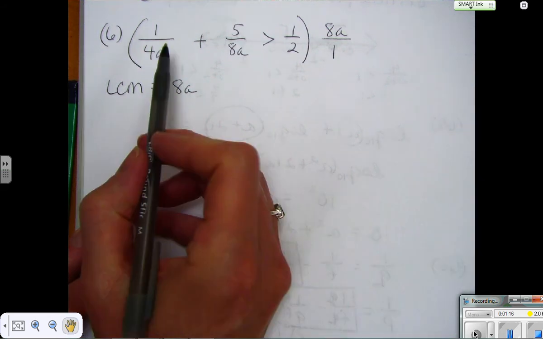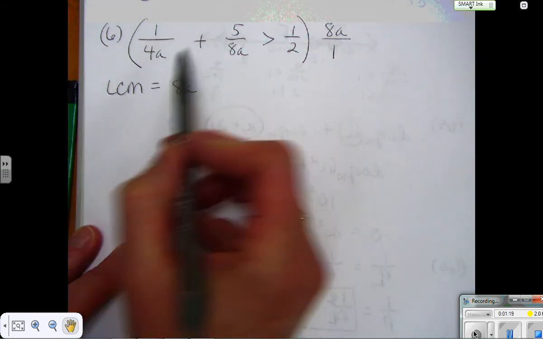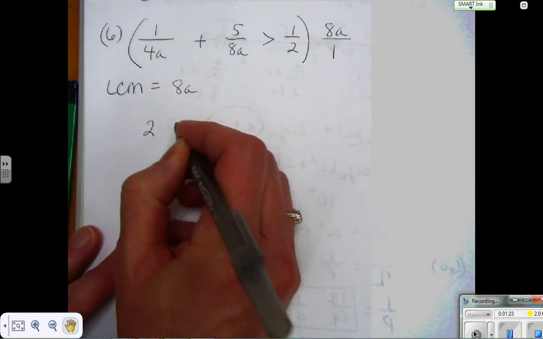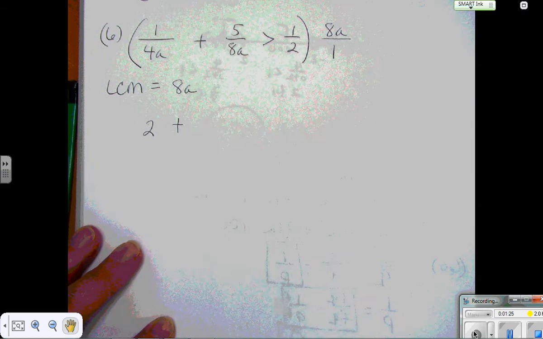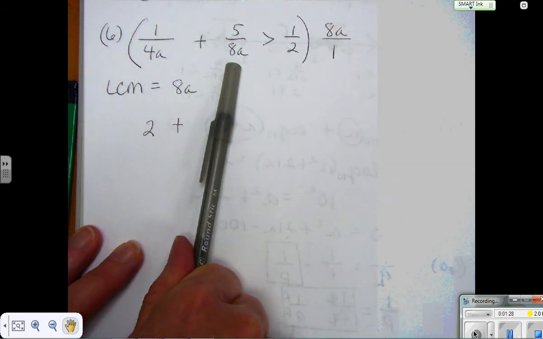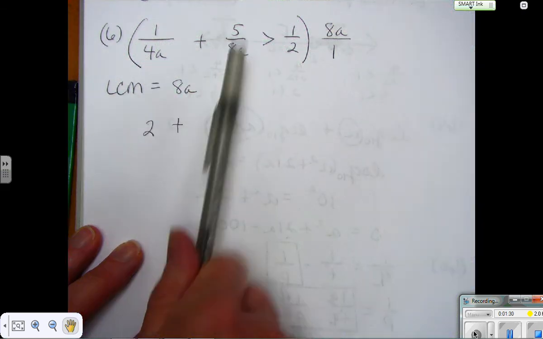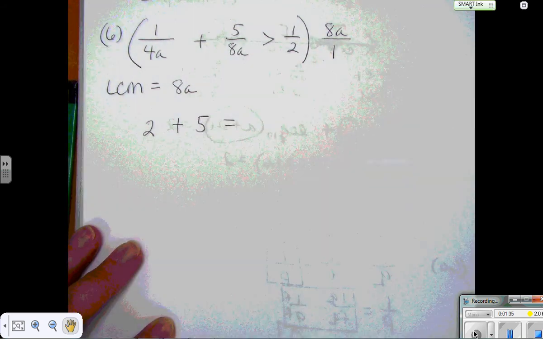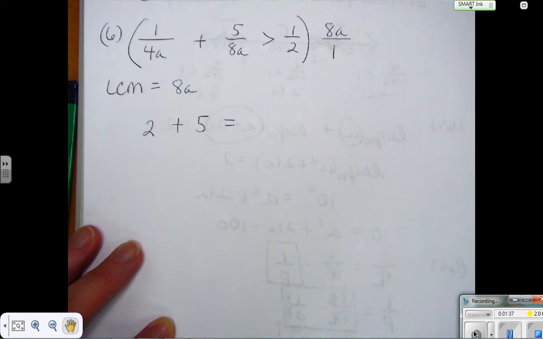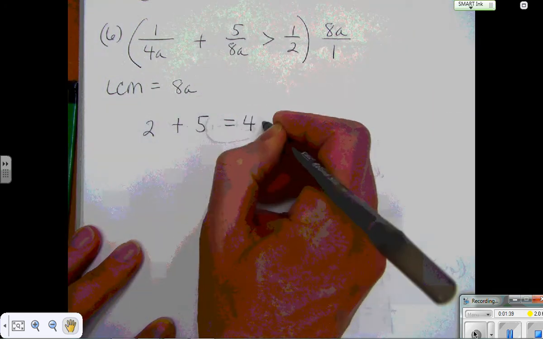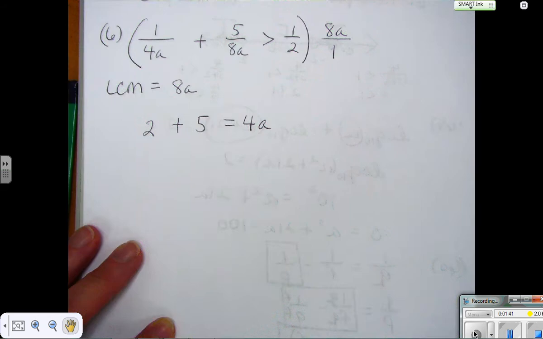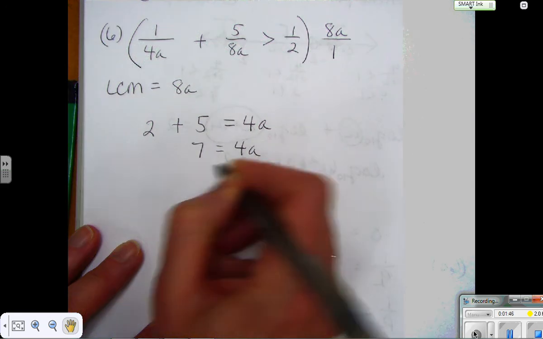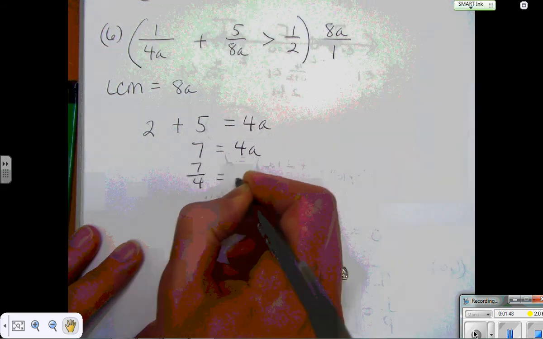So when I multiply this first fraction, the 4a is going to reduce with the 8a. So I'll just have 2. This second fraction, the 8a's are going to completely reduce out. So that's just going to be 5. I'm going to make it equals instead of an inequality. So my last fraction is going to reduce with the 8a to 4a. Okay, so I'm just going to solve for a. So I have 7 equals 4a. 7 over 4 is a.